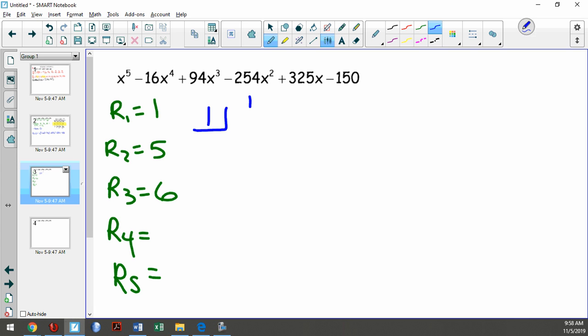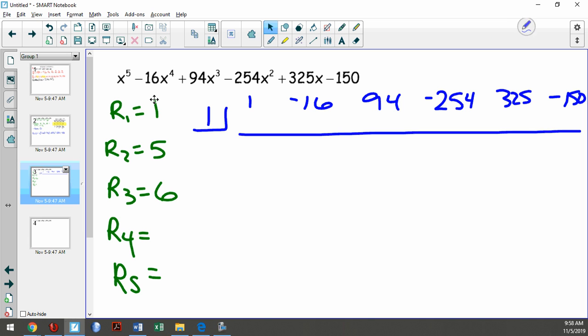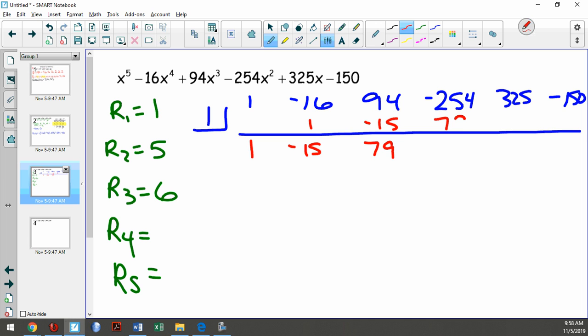So that's going to be a 1, a negative 16, a 94, a negative 254, a 325, and a negative 150. Yes? Have that calculator ready because you're probably going to need it. 1 times 1 is 1. This gives me a negative 15. 94 take away 15 is going to give me 79. Negative 254 plus 79 gives you a negative 175.